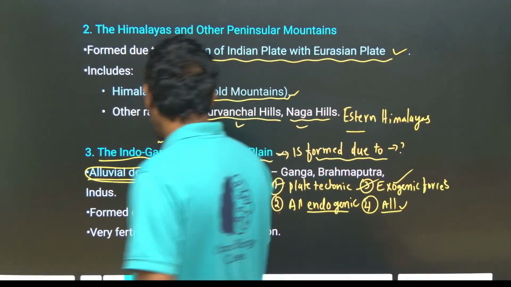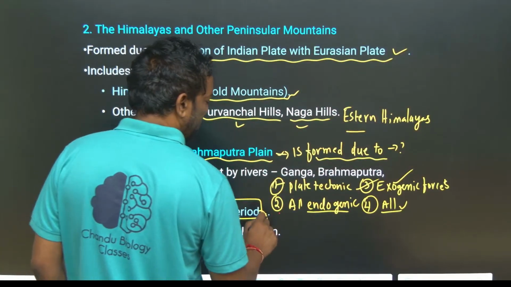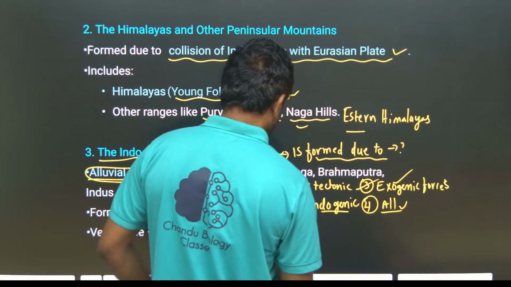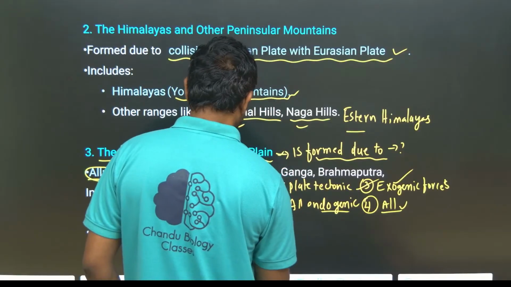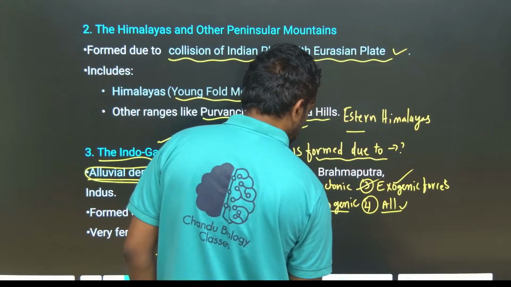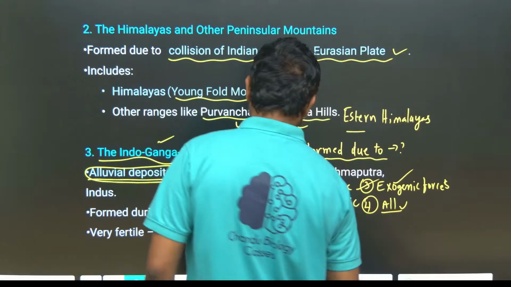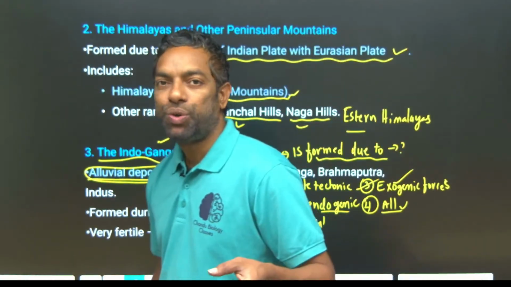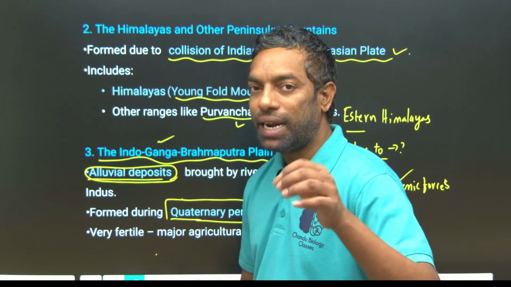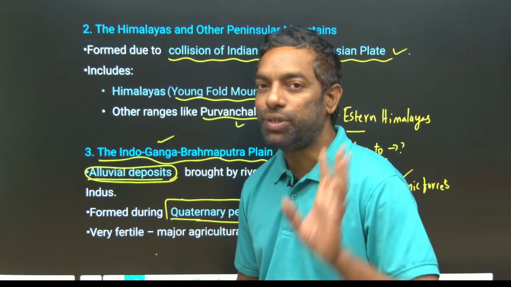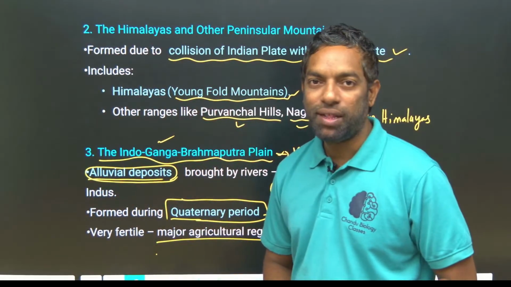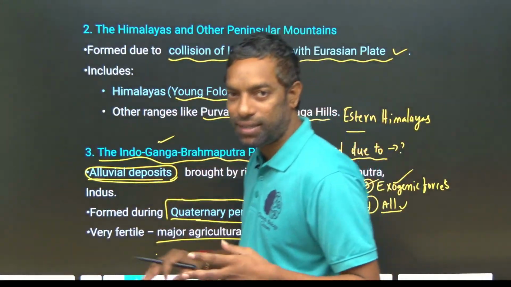It is formed during the Quaternary period. The Quaternary period is one of the divisions of the geological scale, guys. The periods and eras or zones of geological time come under the geological scale. You have to read the geological scale and evolutionary pattern. There is a question on it, guys. And it is very fertile soil, where there is deposition of alluvial soil in the Indo-Gangetic plain. I hope you guys understand this clearly.